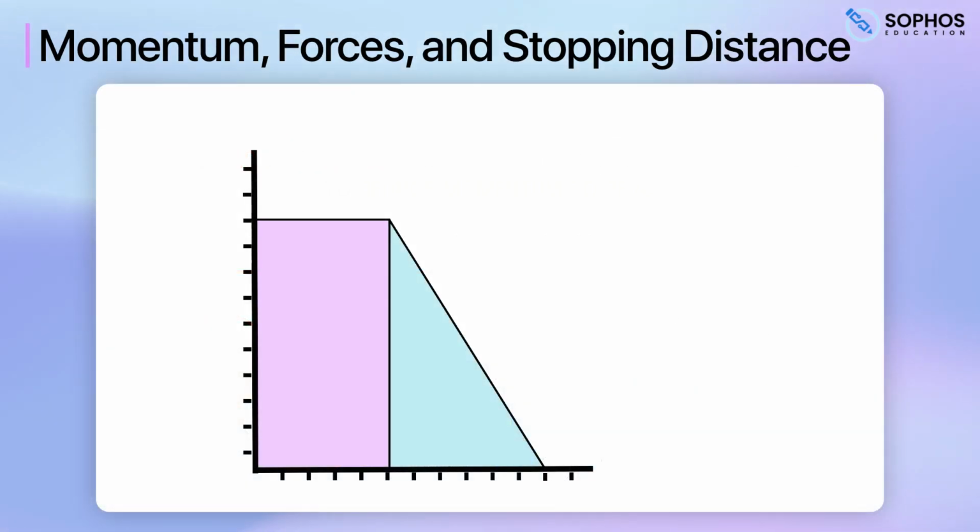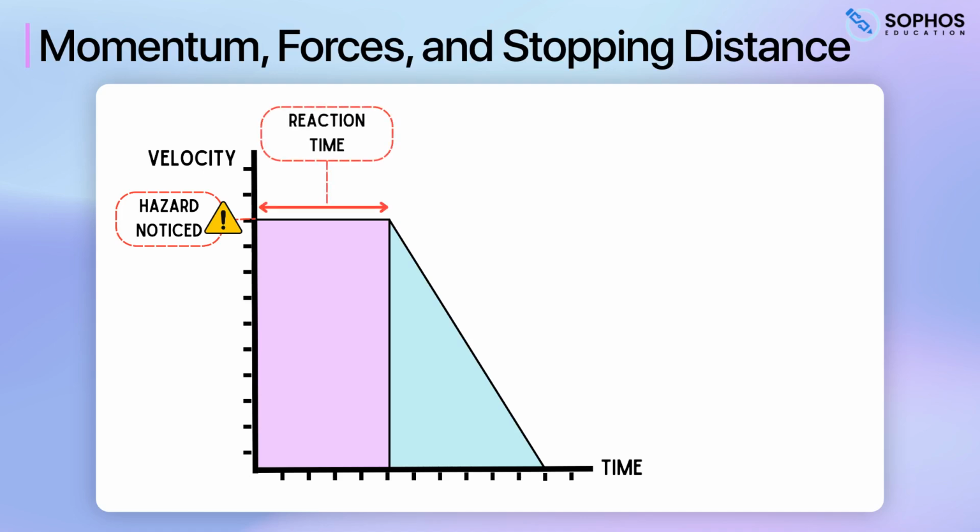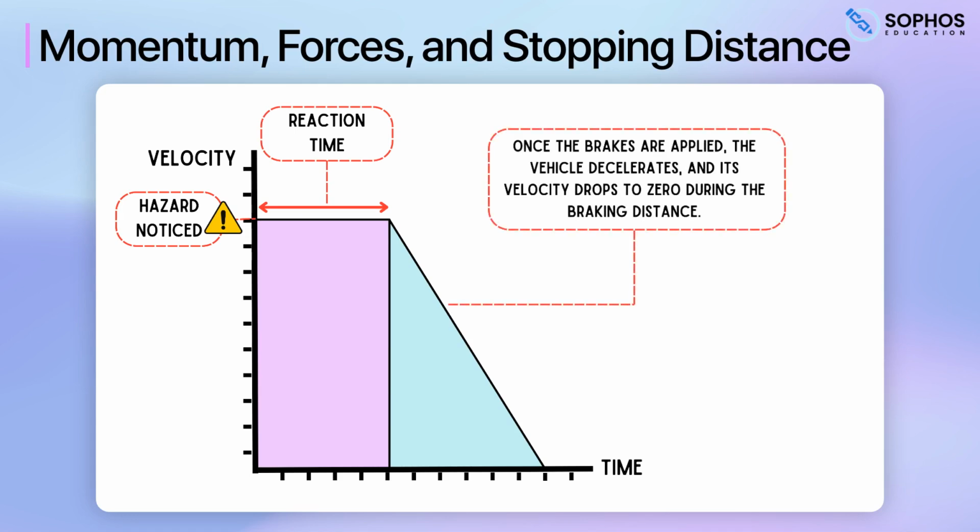To make these ideas clearer, consider a graph where the x-axis represents time and the y-axis represents velocity. A driver notices a hazard and decides to stop the vehicle. The vehicle continues to move during the thinking distance as no brakes are yet applied and the velocity remains constant. Once the brakes are applied, the vehicle decelerates and its velocity drops to zero during the braking distance.